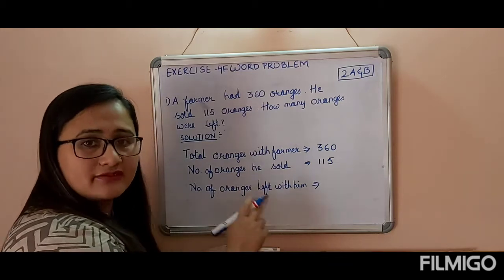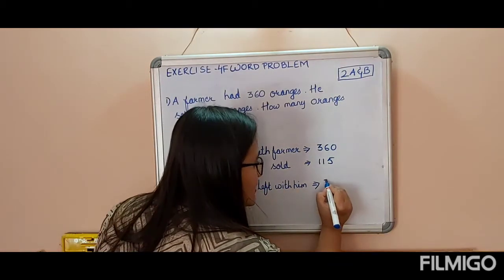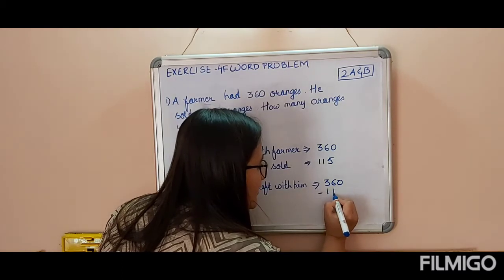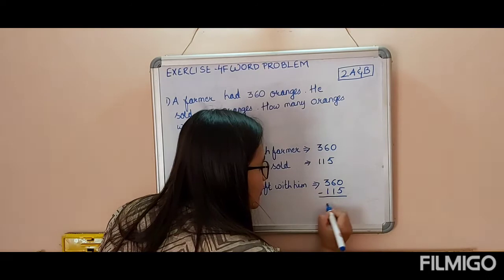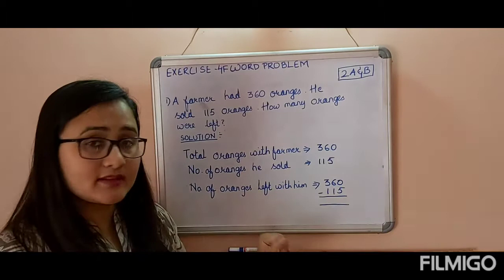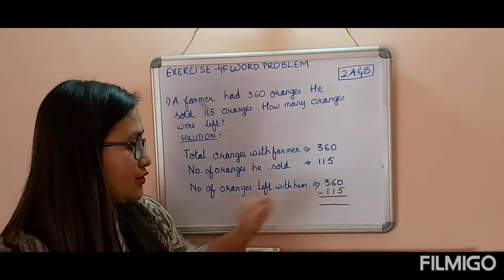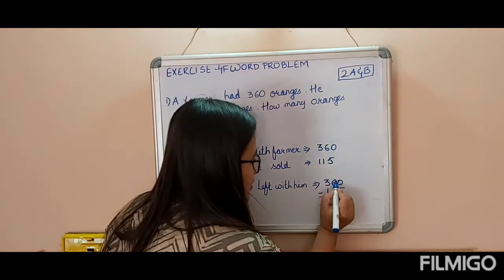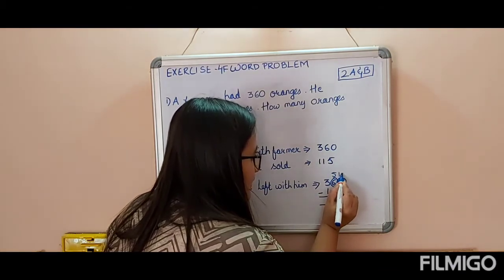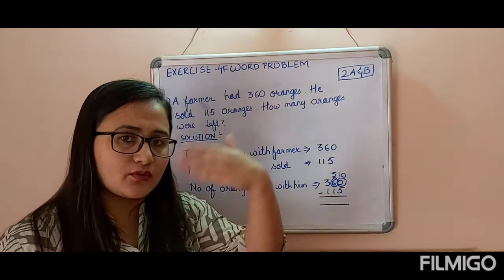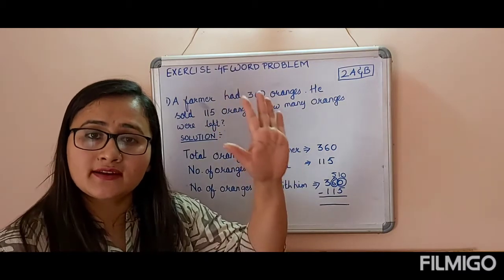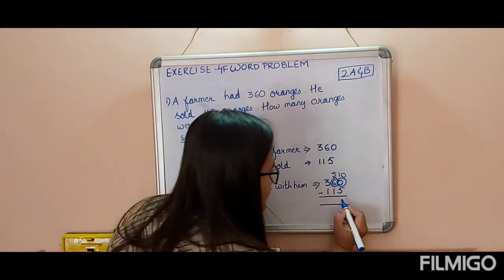So what you'll do here, number of oranges left with him. This you have to find out, right? So here what you will write? You will write 360 minus 115. You have to find out, okay, this one. Then as I've taught you, you cannot subtract 5 from 0. So what you'll do, you'll borrow from the tens place. Then this will become 5 and this will become 10. Then you'll keep 10 in your mind and start counting after 5. 6, 7, 8, 9, 10. You have to stop when 10 comes. So it is 5 here, okay.